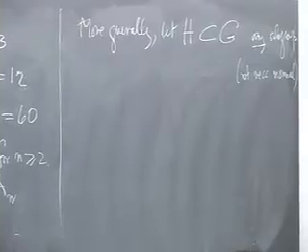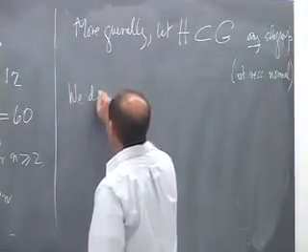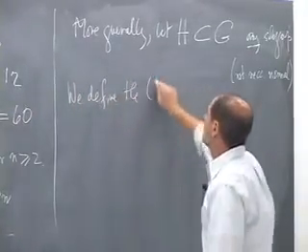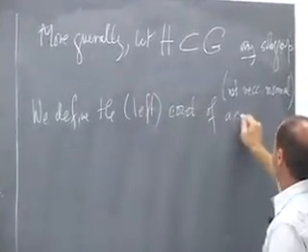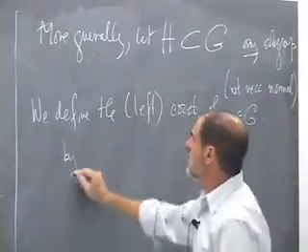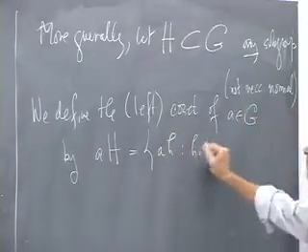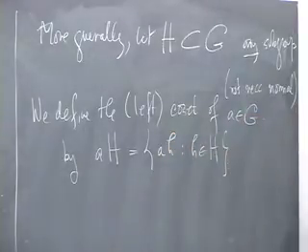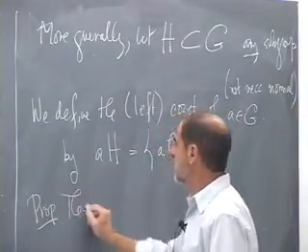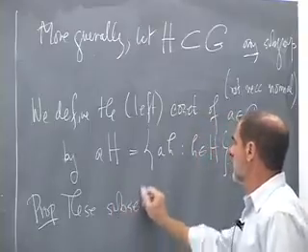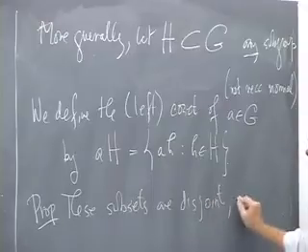Then I claim we define the left coset of A in G by same definition. AH is all things of the form A times H, H in H. Then proposition. These subsets are disjoint and partition G.